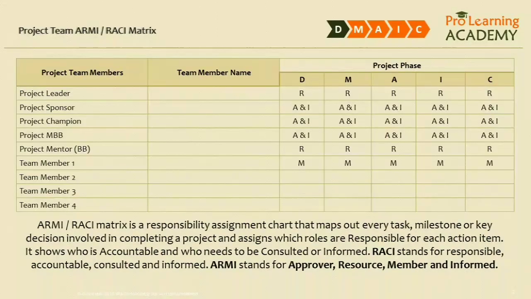Now coming to your project team ARMI or ARMI chart, or you can use it as RACI metrics. I mean, these are two different charts or metrics used. So ARMI or RACI metric is responsibility assignment chart. It assigns the responsibility to different stakeholders and maps out every task as per the milestones or key decisions involved in completing the project. Assigns which roles and responsibilities are for which stakeholder and for which action item.